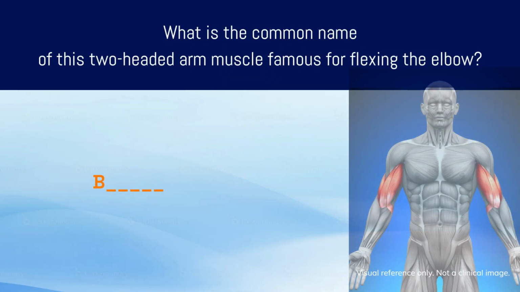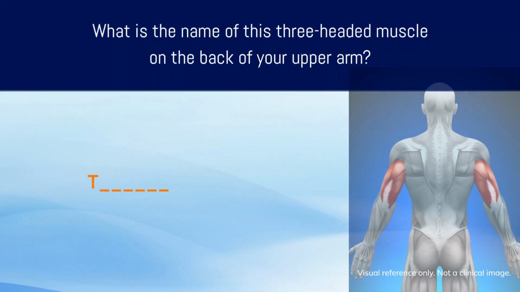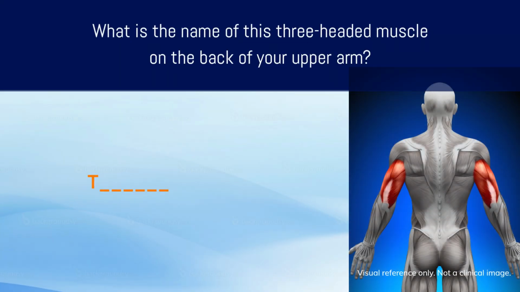External obliques. What is the common name of this two-headed arm muscle famous for flexing the elbow? Biceps. What is the name of this three-headed muscle on the back of your upper arm? Triceps.